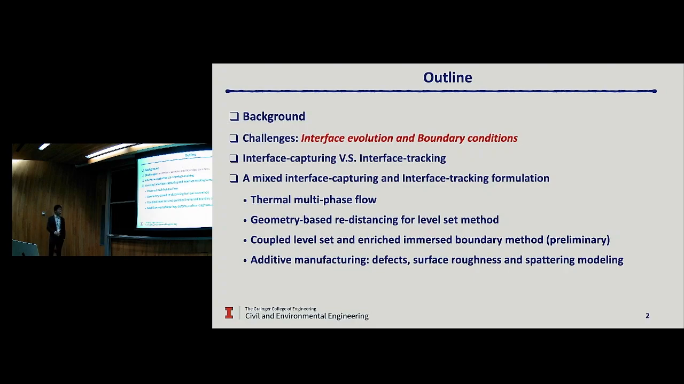I also want to show you some preliminary results of a recently developed coupled level set and enriched immersed boundary method, which we feel has great potential for general interface-coupled multiphysics problems. During the presentation, I will show you how you can utilize the models we developed to predict the critical quantities of interest during the metal additive manufacturing process, with focus on defects, surface roughness, and powder spattering.